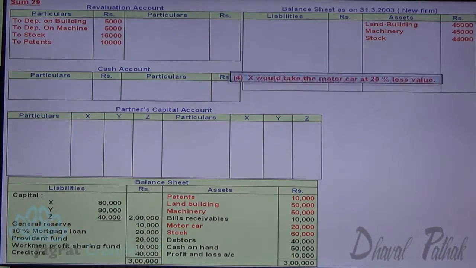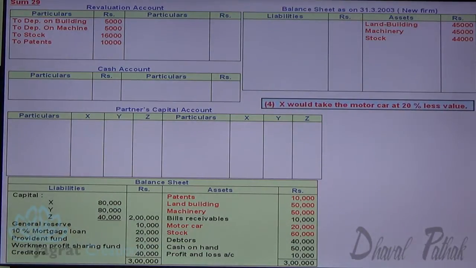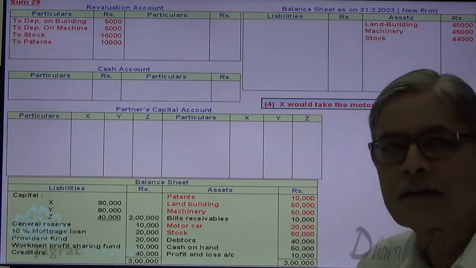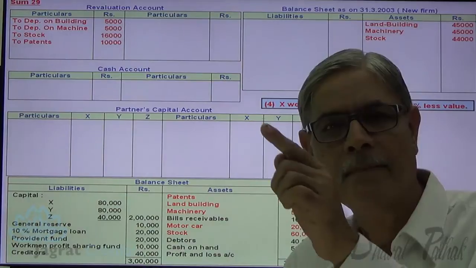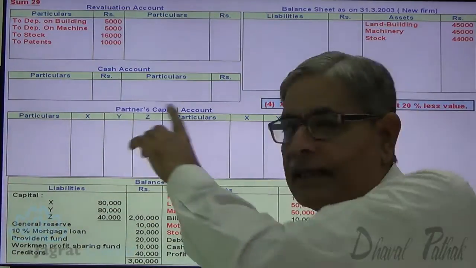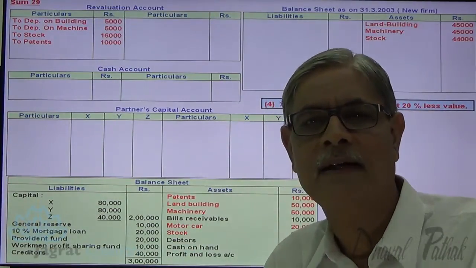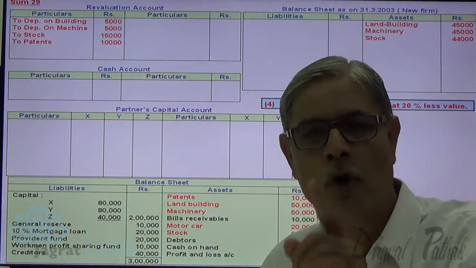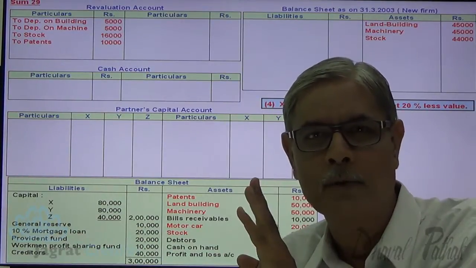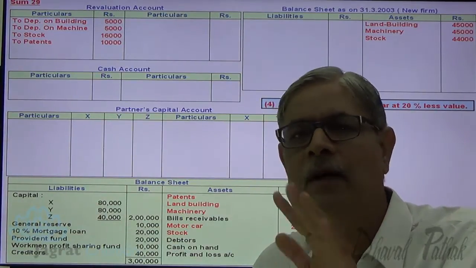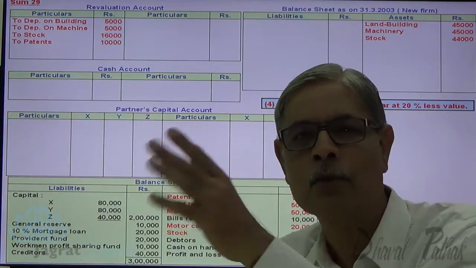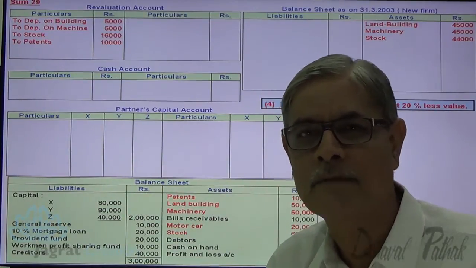Now, X takes the motor car at 20% less value. Motor car is 20,000, 20% less thereon, so 4,000 decline. 20,000 minus 4,000, 16,000. X takes it. X is the receiver, debit the receiver, X capital account debit. Loss on transfer 4,000 debited to revaluation account. Motor car is transferred, so now partnership firm is not the owner of the car, so motor car won't appear in the balance sheet. Observe it.